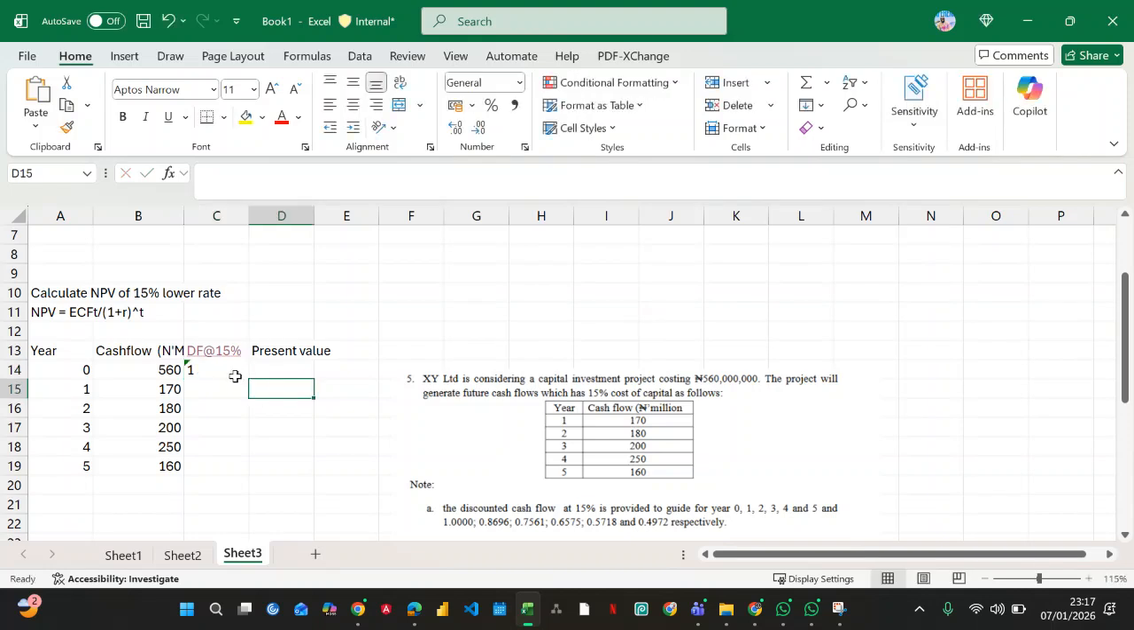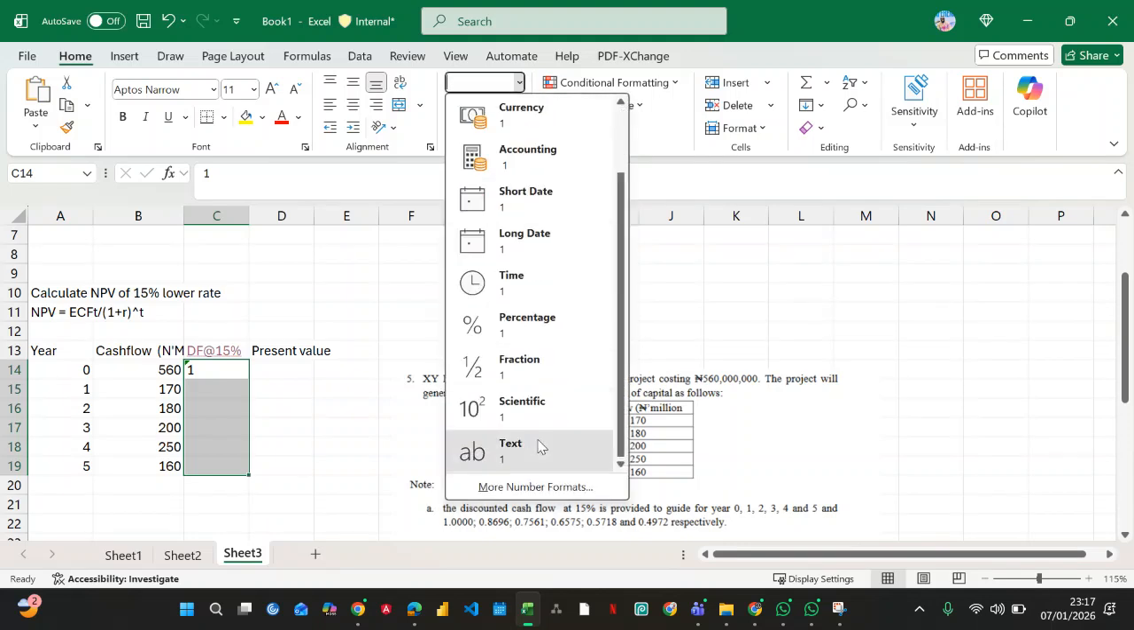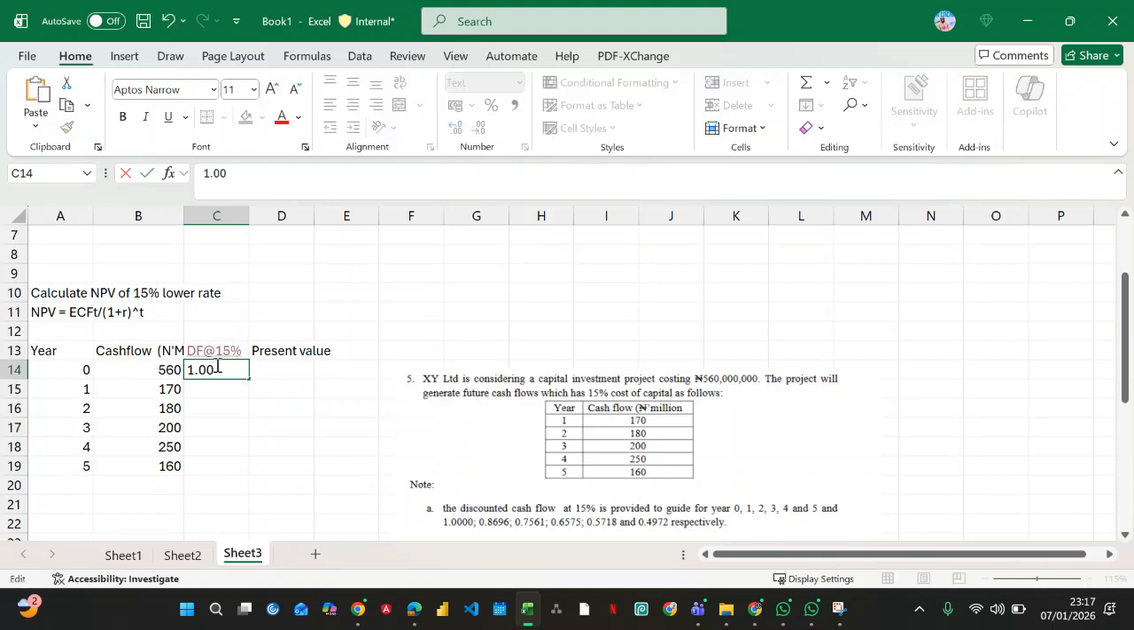Let me just make this column text. So this should be 10000, and then this one is 0.8696, right? So the next one is 0.75661, and then the next one is 0.5718, and then the last one.